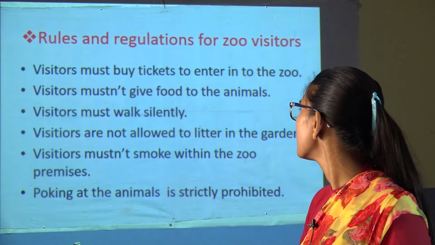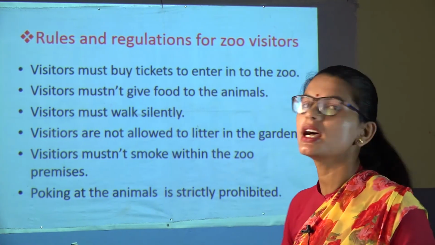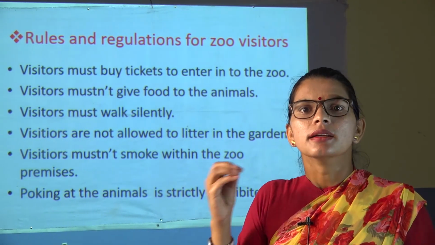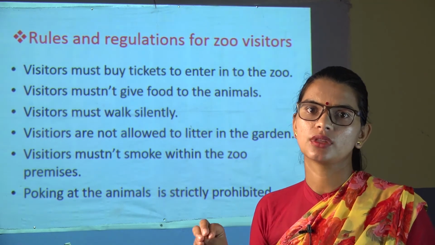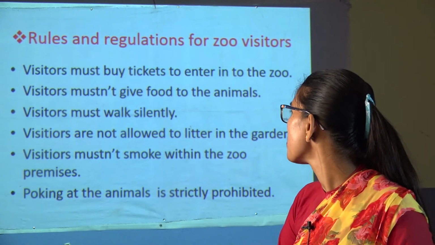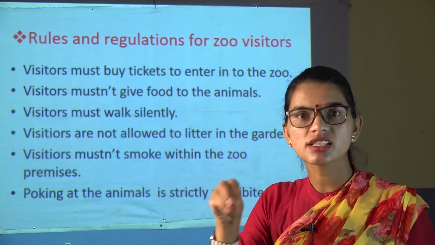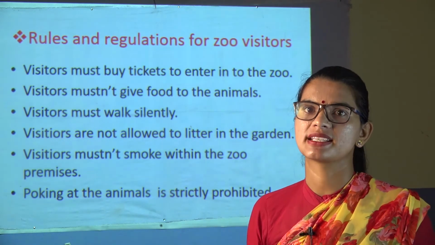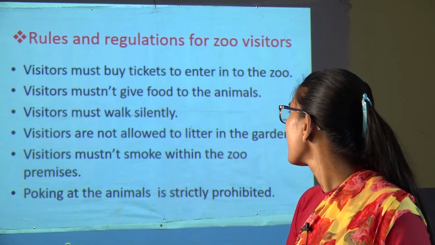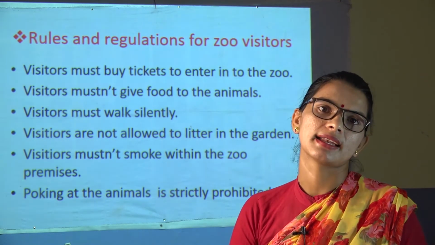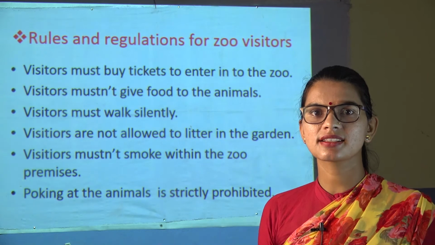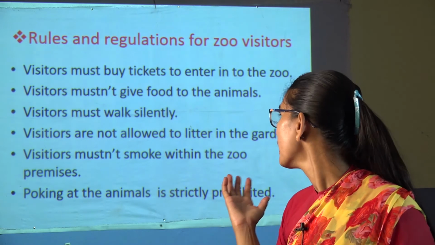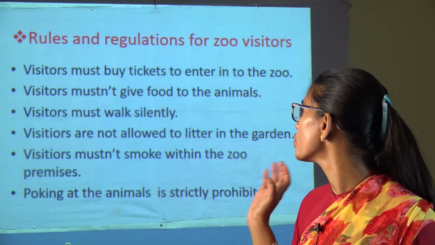Okay. Likewise, visitors mustn't give food to the animals. If you are a visitor, then you must not give food to the animals, and visitors must walk what? Silently. Must walk. It means you must walk silently in the zoo premises. Okay. And visitors are not allowed to litter in the garden. Yes, this is also the next rule for the zoo, for the zoo visitors. Yes, and visitors mustn't smoke within the zoo premises.